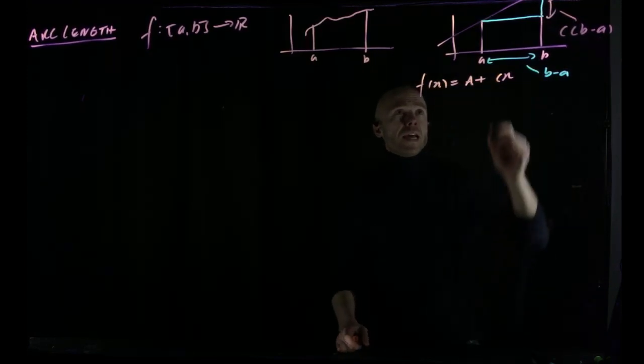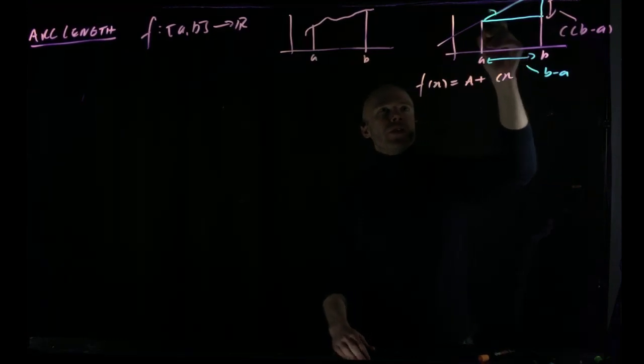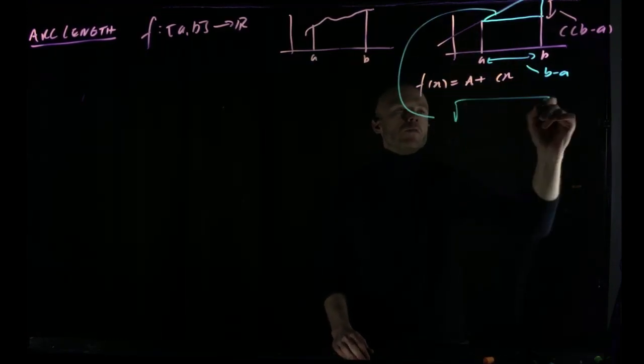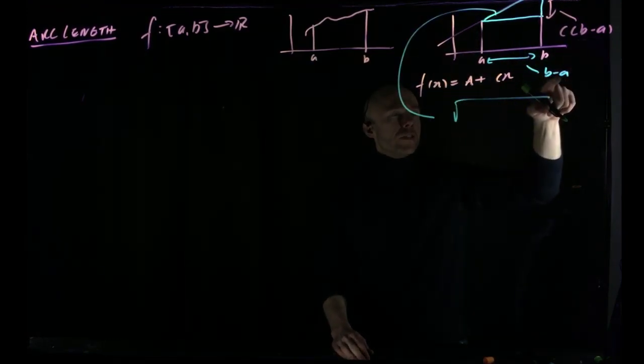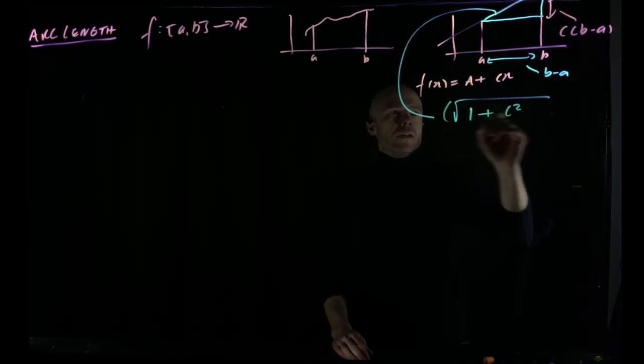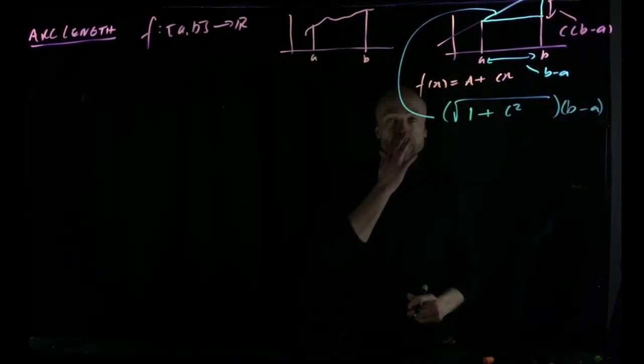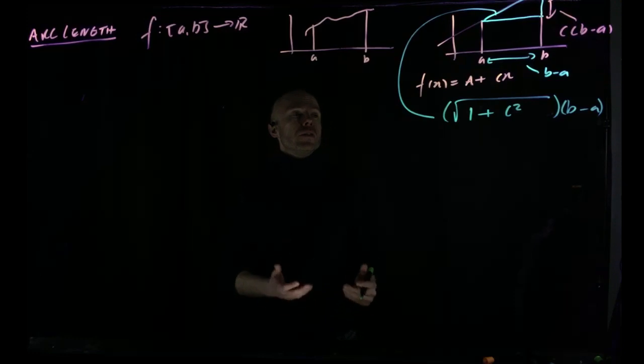And therefore, by Pythagoras, this part right here would be just the square root of this thing squared plus this thing squared, which would be the square root of 1 plus c squared, times b minus a, right? So in a very simple case, then we can do it, right?